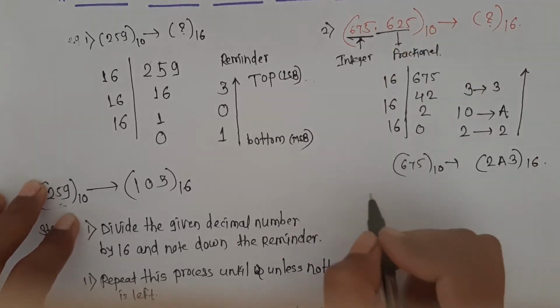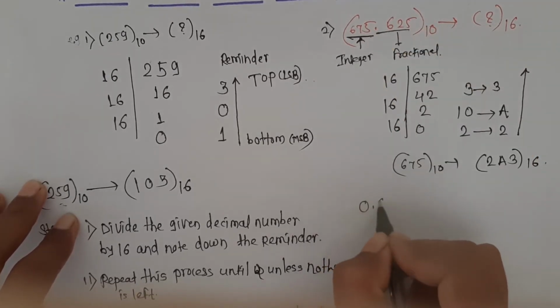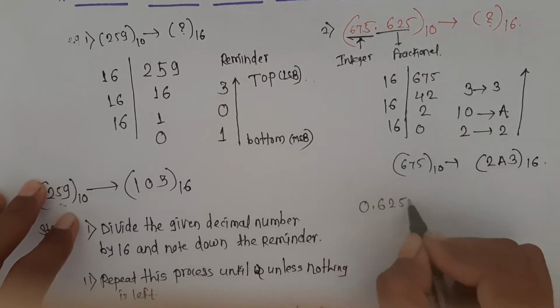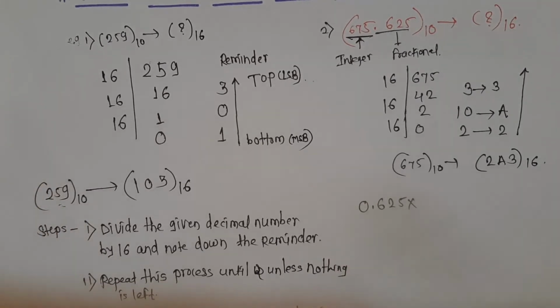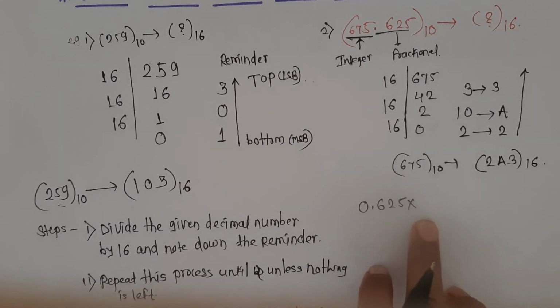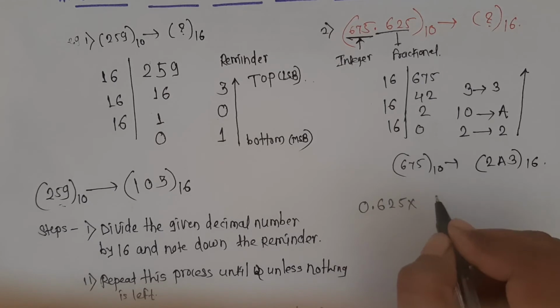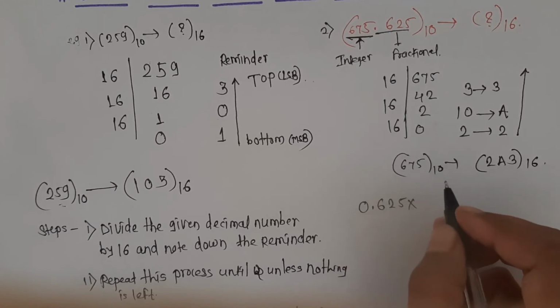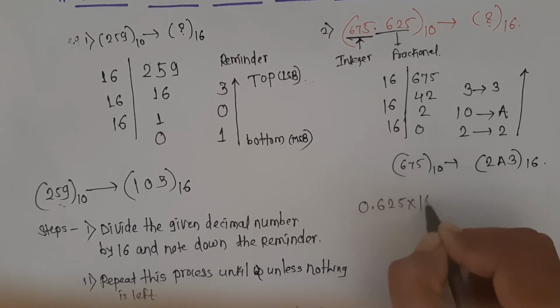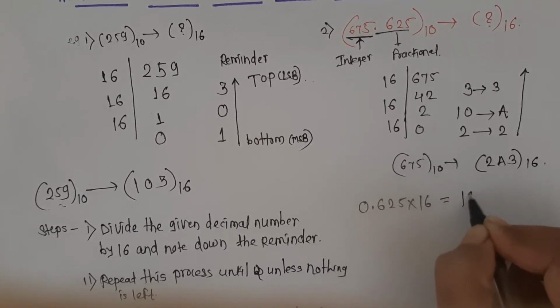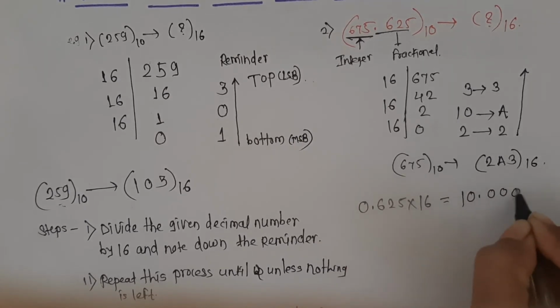Now take the fractional part, that is 0.625. We have seen that in the fractional part, instead of dividing, we multiply by 16. So 0.625 multiplied by 16, what will we get? That is 10.000. So here the carry is 10.